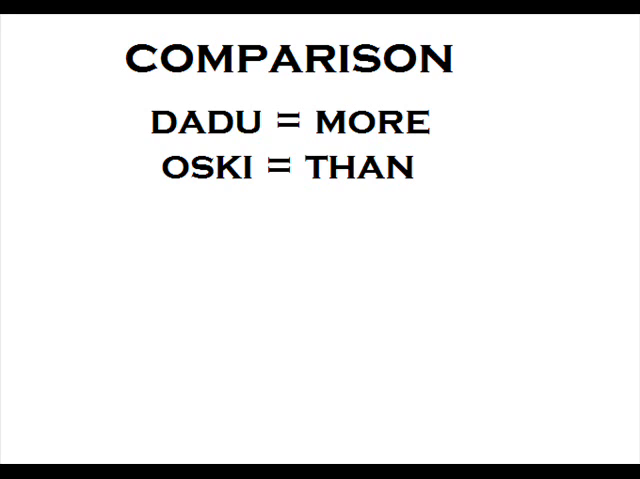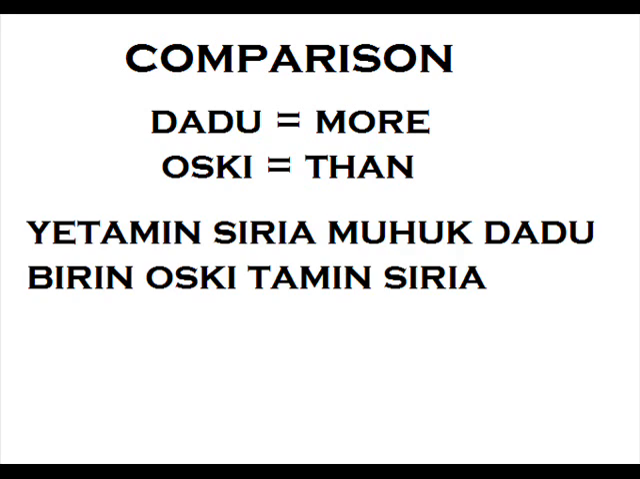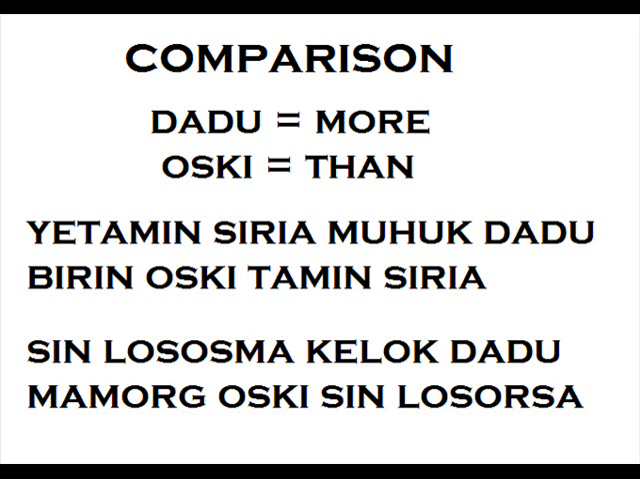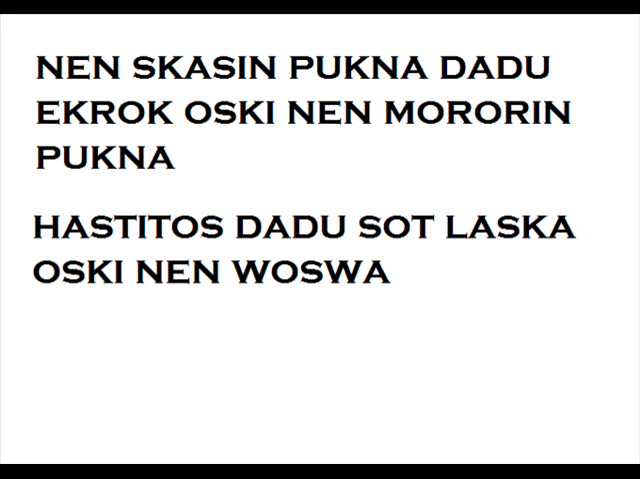For examples, Yetamin Syria muhuk Dadu Birin Oski tamin Syria. This flower is more yellow than that flower. Sin losos makelok Dadu mamor Oski sin losorsa. My daughter is running faster than my son. Nenskasin pukna Dadu ekrok Oski nen mororin pukna. The happy cat is eating more than the sad cat. Hastitos Dadu sotlaska Oski nen woswa. I want more cookies than the ghost.